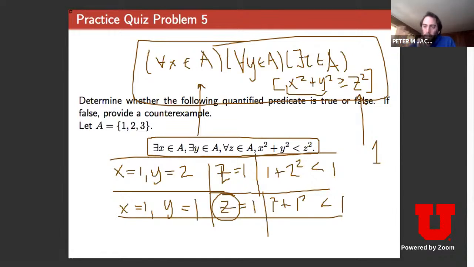I'm not saying you need to explicitly write out each one. Just make sure you argue algebraically that if x is bigger than or equal to 1, and y is bigger than or equal to 1, then x squared plus y squared is bigger than or equal to 1.